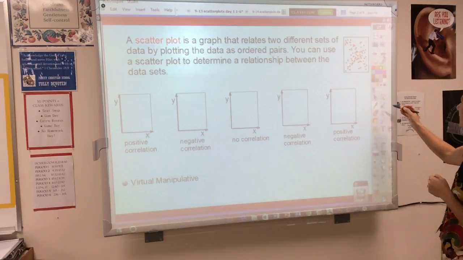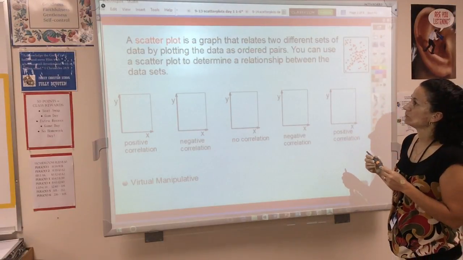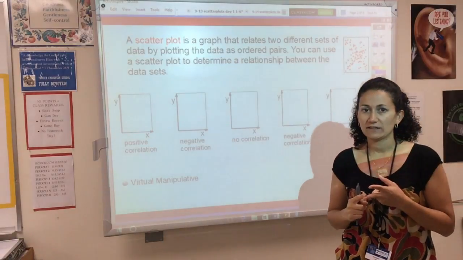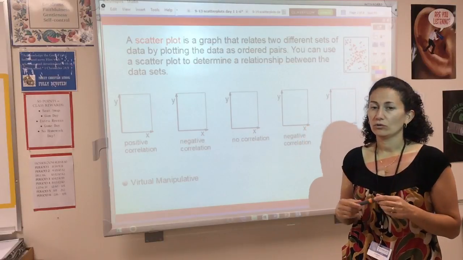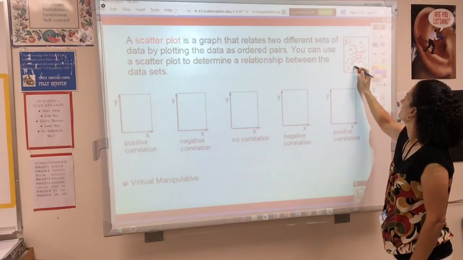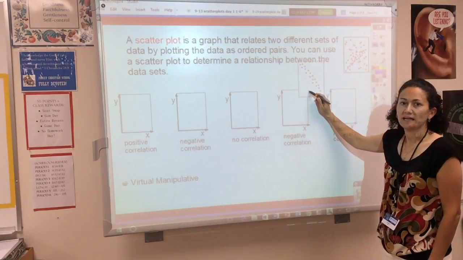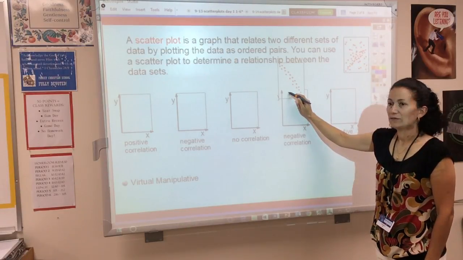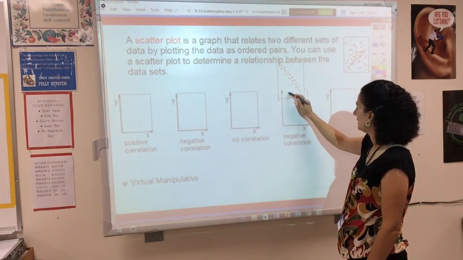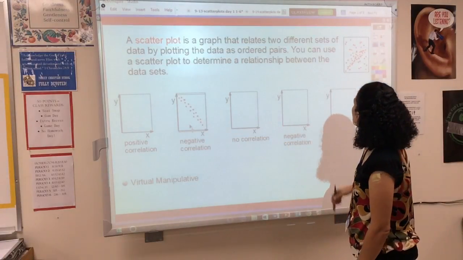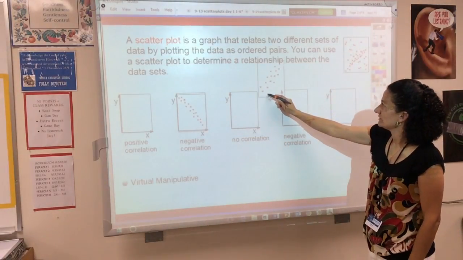So I'm going to pull out some scatter plots here, and I want you to see if you can identify them as positive, negative, or maybe they have no correlation. And you can pause the video if you need more time to think. Take a look at this scatter plot here. What do you think? Positive, negative, or no correlation? Here we see the dots going down, so hopefully you answered that this is a negative correlation. Now let's take a look at another one.